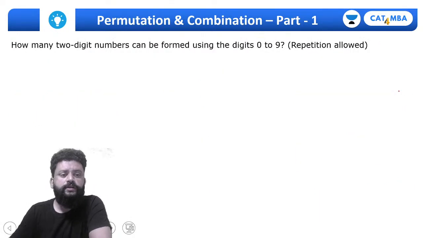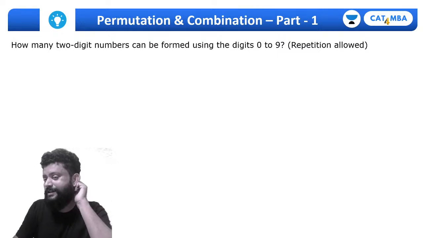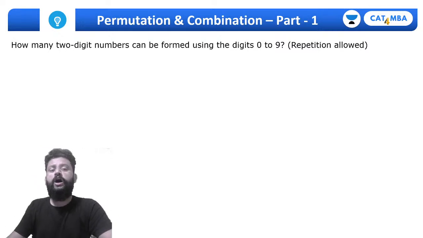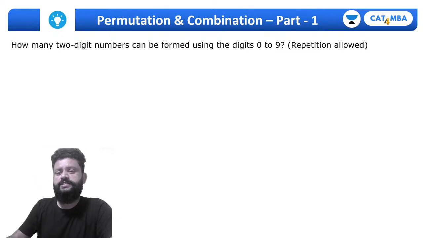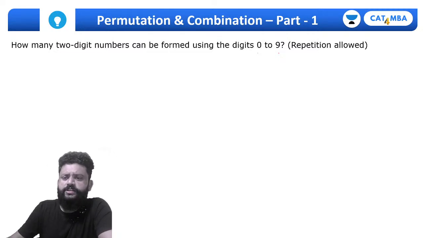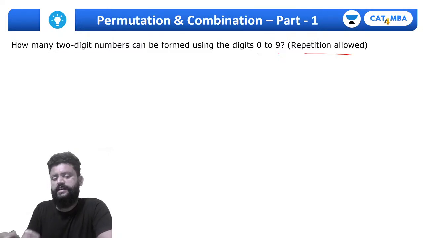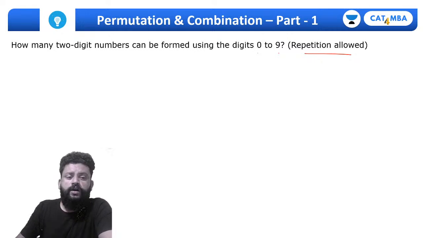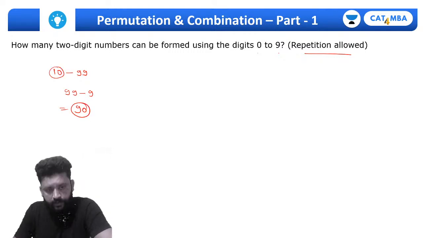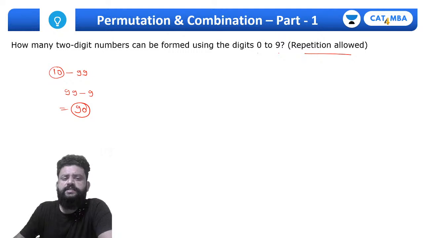Let's move to the next question. This is the typical question to understand the concept. That's it, इसलिए मैंने इसको include किया है. How many 2-digit numbers can be formed using the digits 0 to 9? Now 2-digit numbers, all of you know that repetition is allowed, so you can use the same digit again and again, and the 2-digit number starts from 10 and ends at 99. So definitely 99 minus 9, initial single digit 9 numbers हमें minus करने पड़ेंगे. There are 90 numbers, including 10.